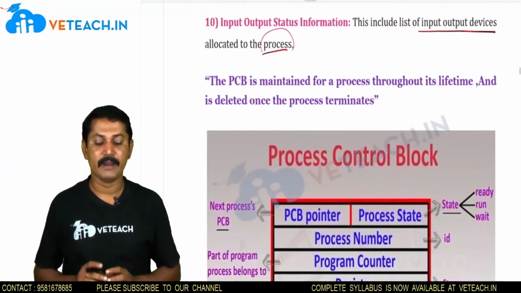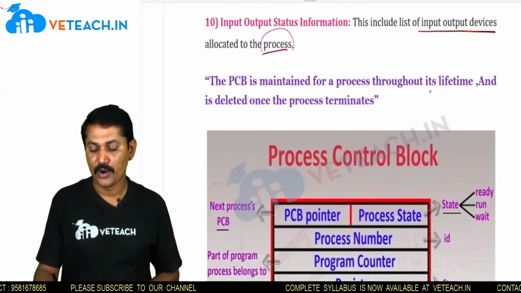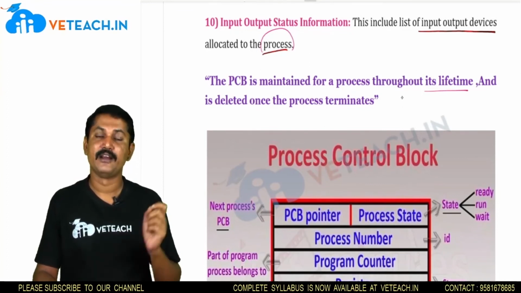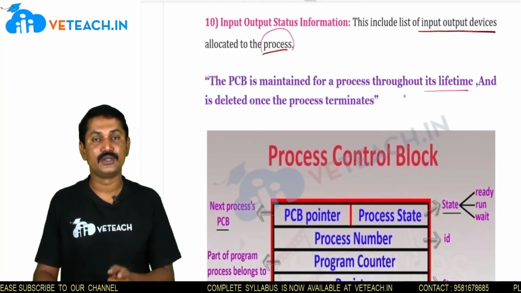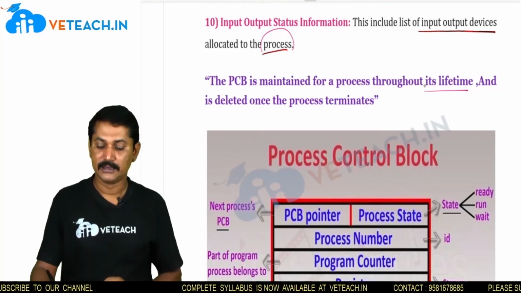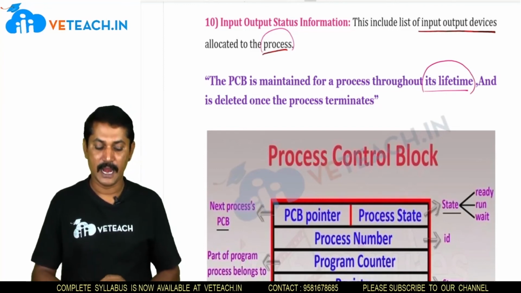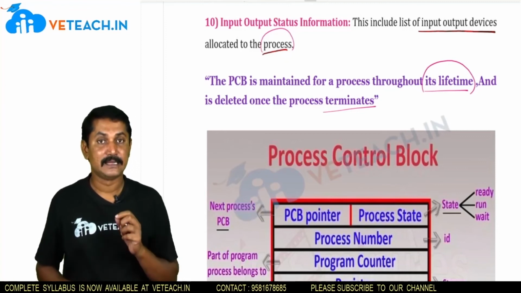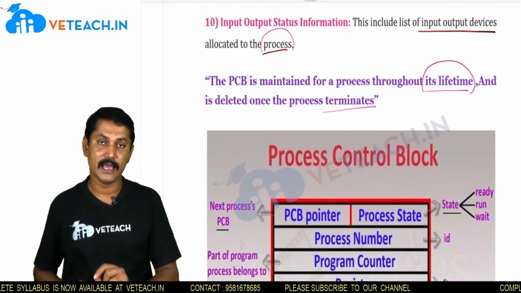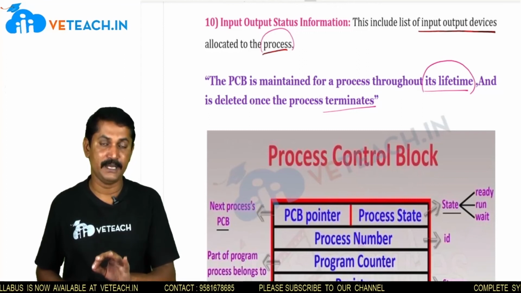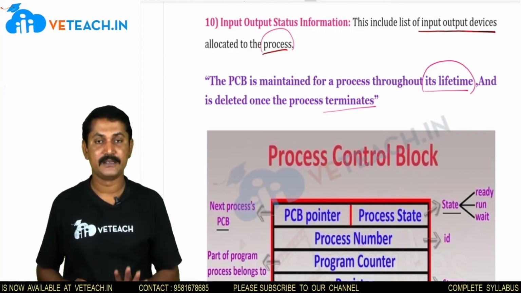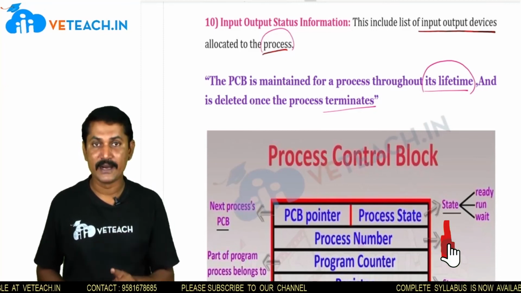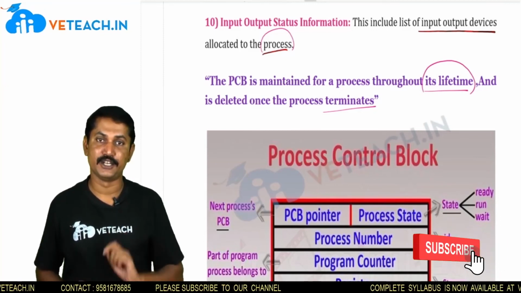Here the PCB is maintained for a process throughout its lifetime. The lifetime of a process is nothing but from the new state to the termination state, and it is deleted once the process is terminated. That means the data about a process in the PCB is deleted. The information in the PCB of a particular process is deleted once the process completes its execution.